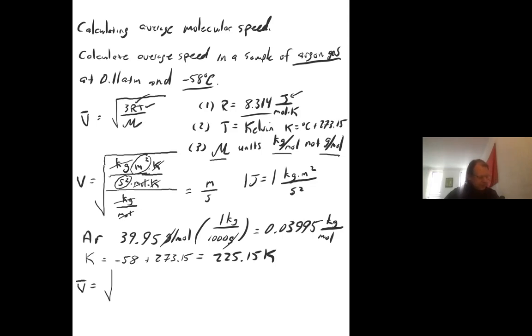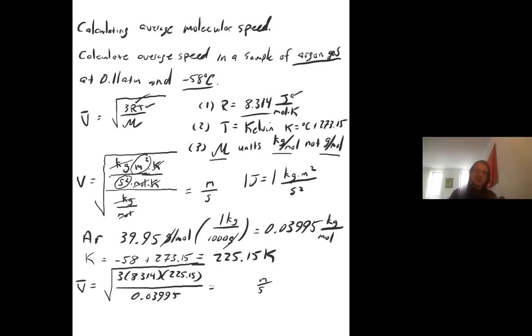Square root of 3RT over molar mass. We already did the dimensional analysis, so let's just put the numbers in. 3, remember our 3 doesn't have units. 8.314, there's your R. 225.15, there's your T. And then you're going to divide that by 0.03995. And that's going to give you the units that we already figured out, meters per second.